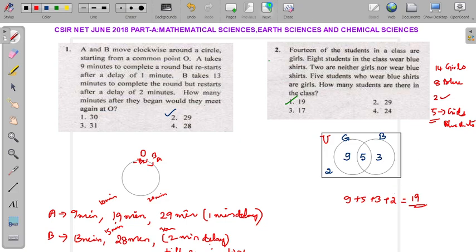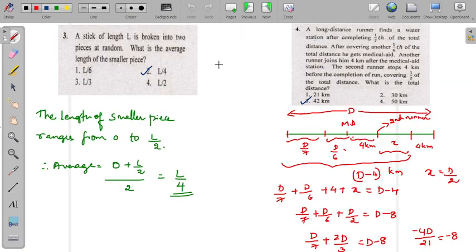Next question. A stick of length L is broken into 2 pieces at random. What is the average length of the smaller piece? So it is length L initially. It is broken into 2 pieces. As a starting first piece, the length would be L by 2 exactly at this point. So no smaller piece as such, but the maximum possible length of the smaller piece is L by 2.